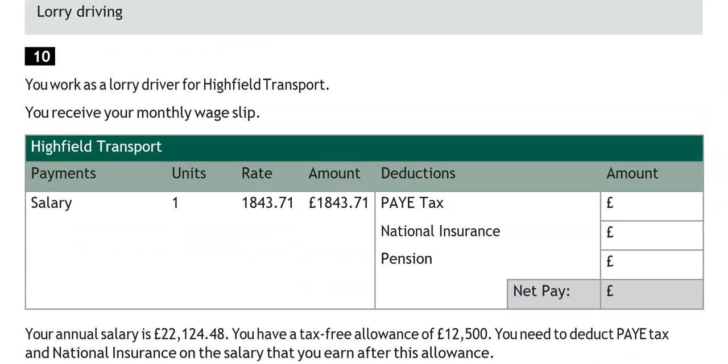Question 10. You work as a lorry driver for Highfield Transport. You receive your monthly wage slip. Your annual salary is £22,124.48. You have a tax-free allowance of £12,500. You need to deduct tax and national insurance on the salary that you earn after this allowance.